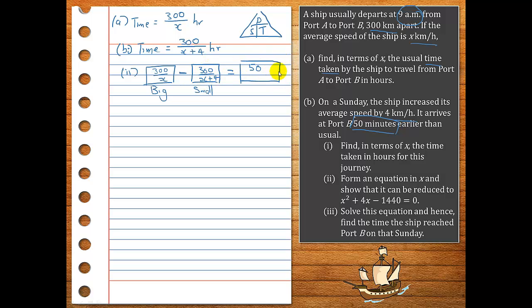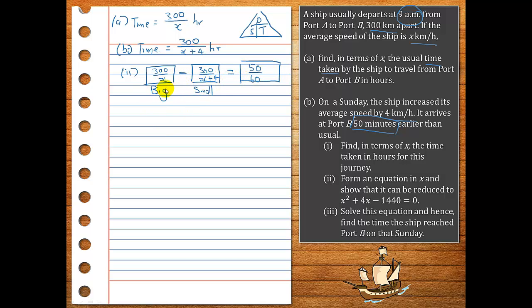Now, there is something wrong with this part here. This is in hours, but this is in minutes. How do we convert 50 minutes to hours? Yes, we will divide by 60. And hence, we will now try to solve this equation.